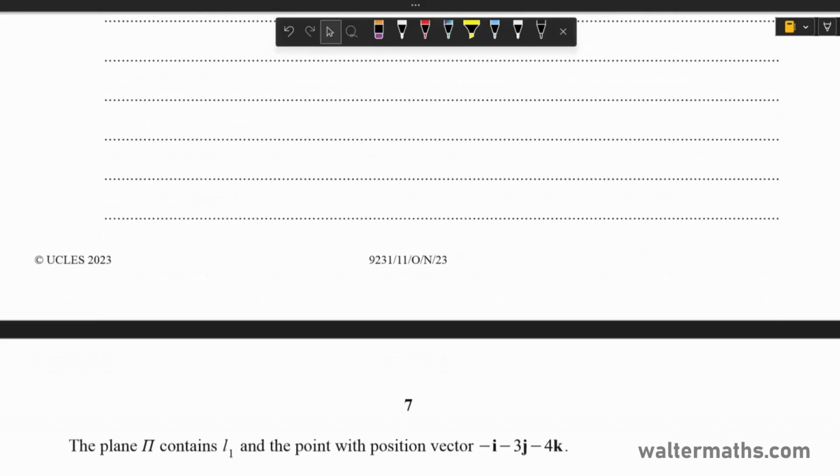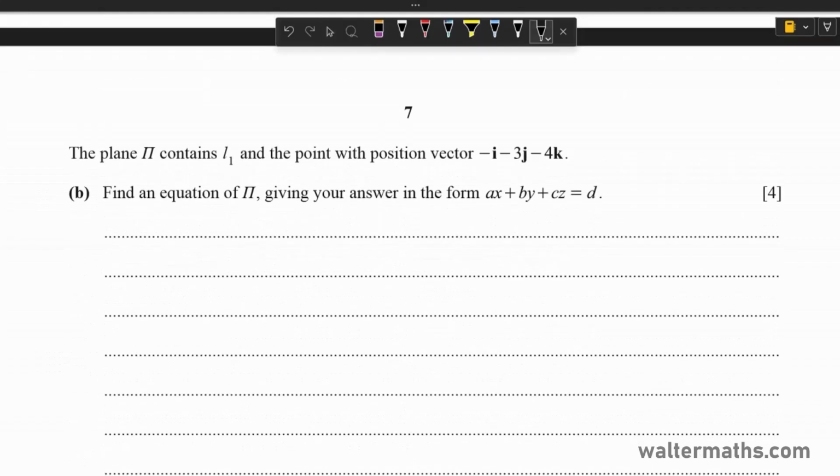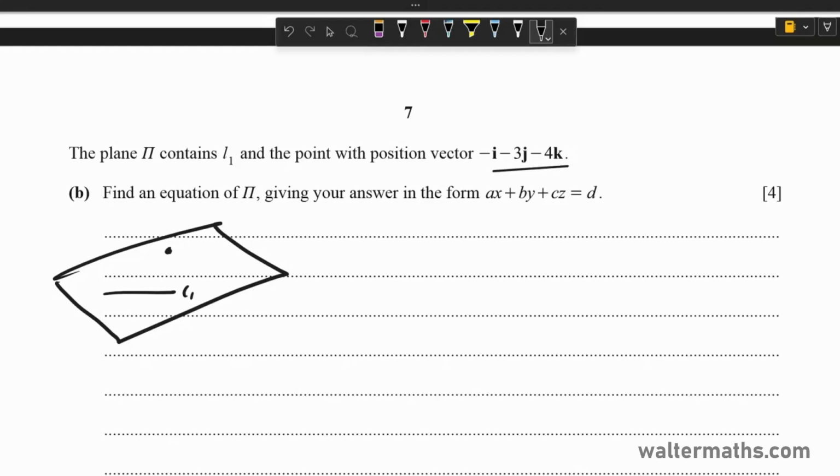Let's go on to part B. On part B, the question says the plane pi contains L1 and the point with position vector minus i, minus 3j, minus 4k. So on part B, find an equation of pi giving your answer in the form ax plus by plus cz equal to d. All right, so we have here a plane, and this plane contains L1, and it also contains a point with position vector this, right? So this is what we have right here.